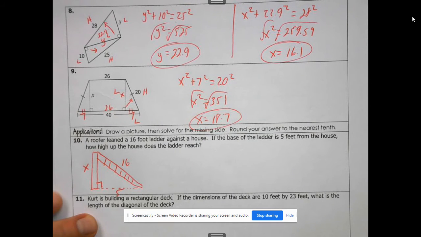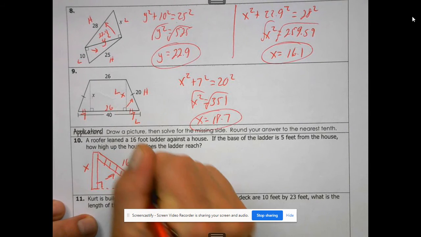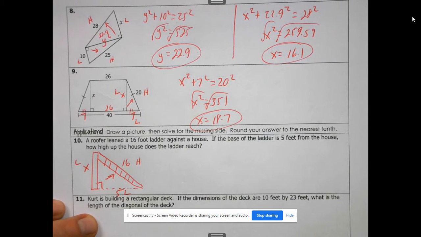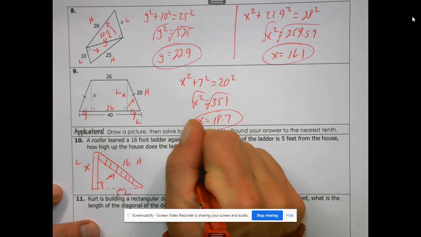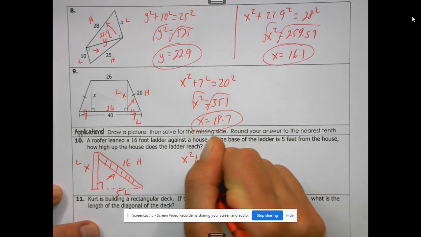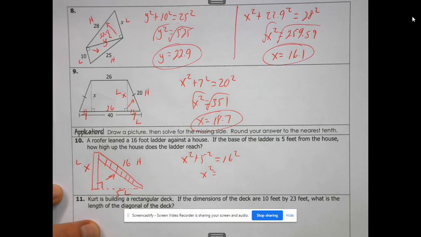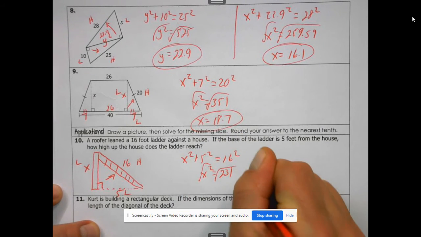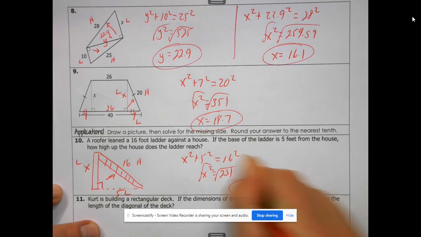There's my 90. Labeling the pieces. Piece across the 90 is the hypotenuse. X is a leg. 5 is a leg. Equation, X squared plus 5 squared is 16 squared. Subtract the 5 squared over, that's 231. Square root that, X is 15.2.